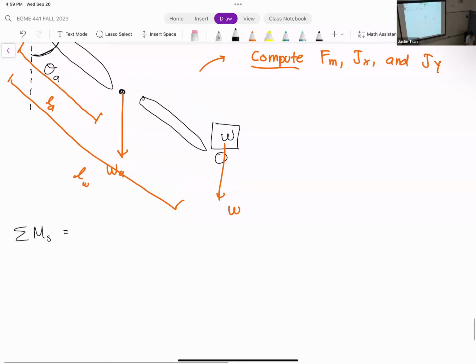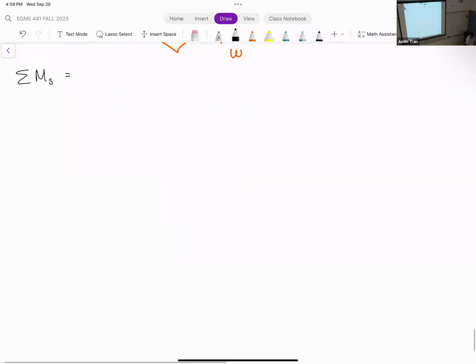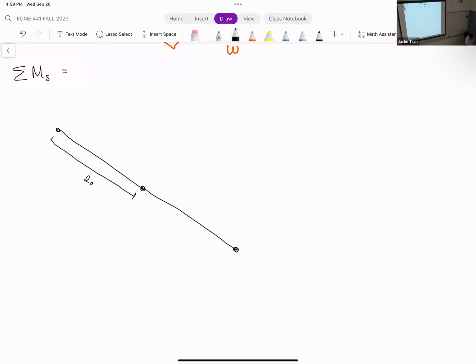To do this, let me draw the geometry again. For this length right here, A, this right here is L. The total length is LW. We have Fm acting that way, beta M, and this length is L.